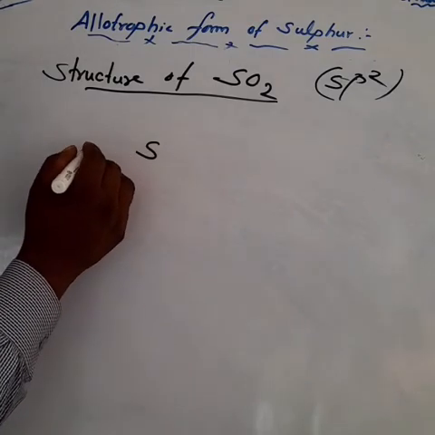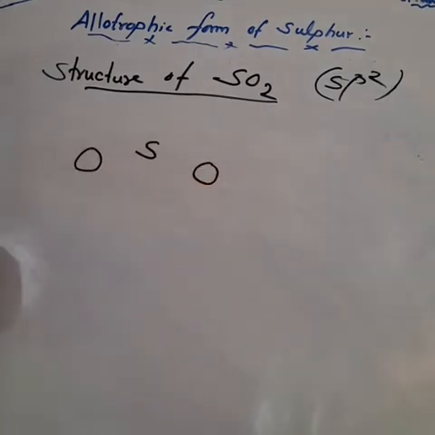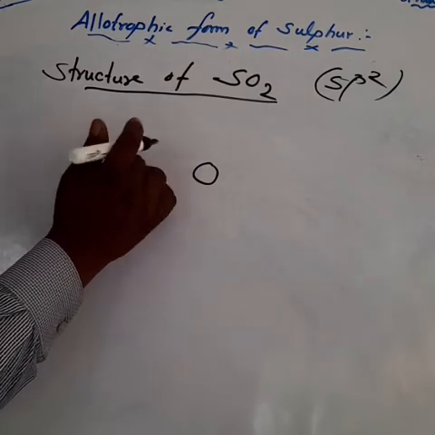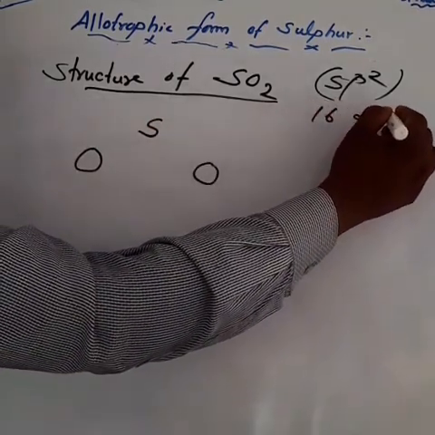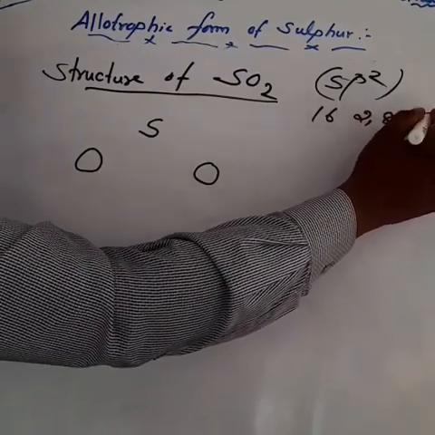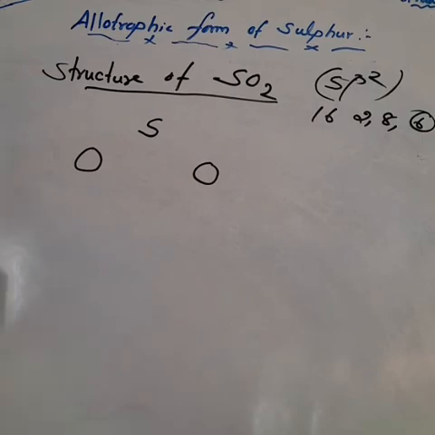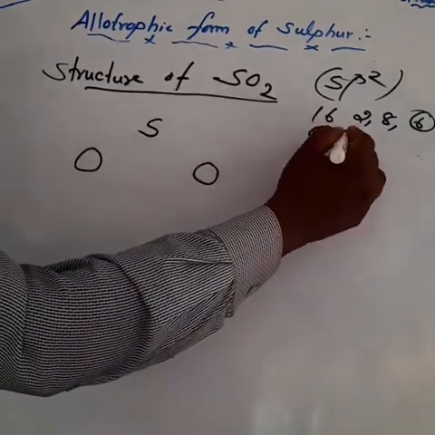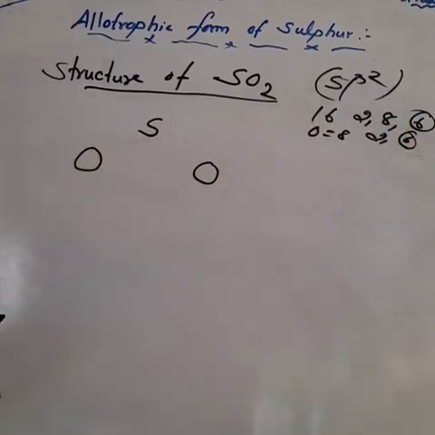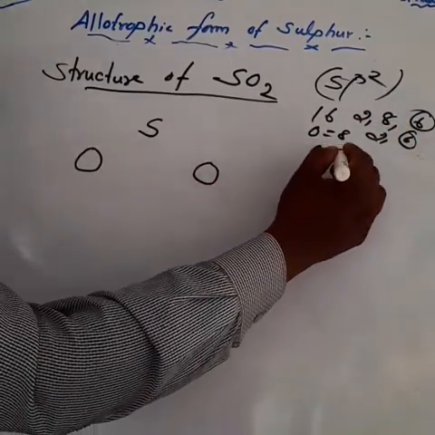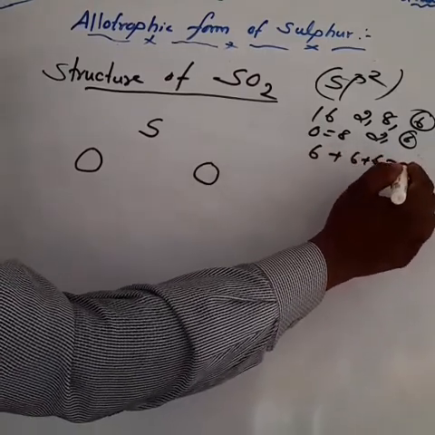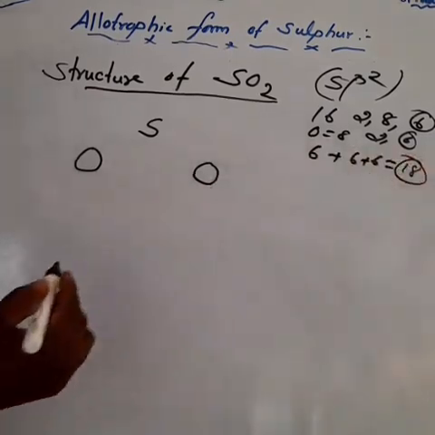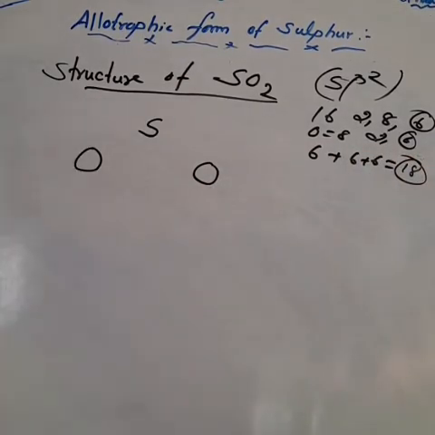First you have to write the sulfur at the center, and on both sides we can write oxygen. Let us write the atomic number of sulfur: 16. In the first shell we can accommodate 2 electrons, second shell 8 electrons, third shell the remaining 6 electrons. Next, oxygen is 8: first shell 2, second shell 6. So sulfur has 6 electrons in the valence shell, and each of the 2 oxygens has 6. 2 into 6 is 12, 12 plus 6 is 18 electrons. So the entire molecule has 18 electrons.